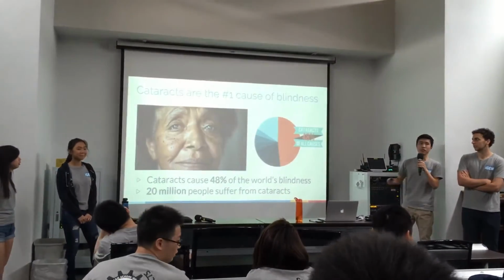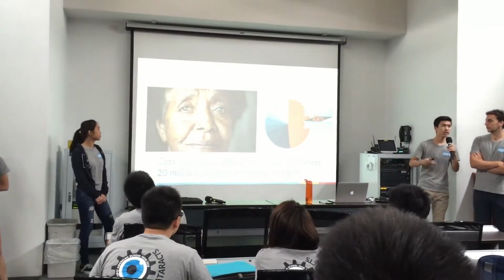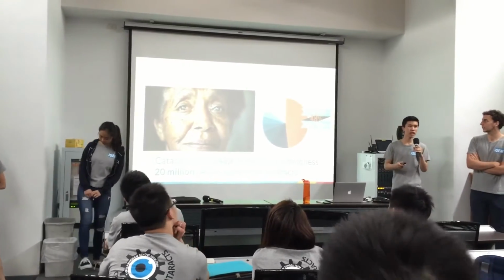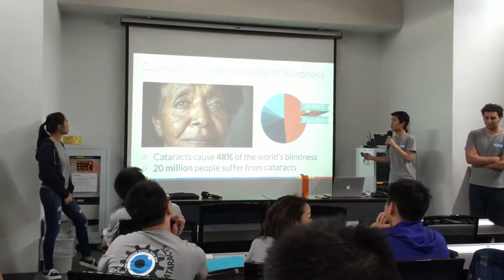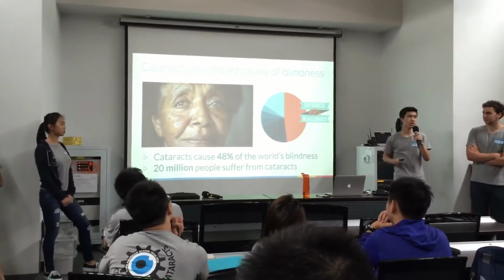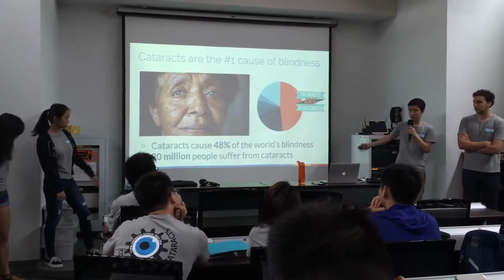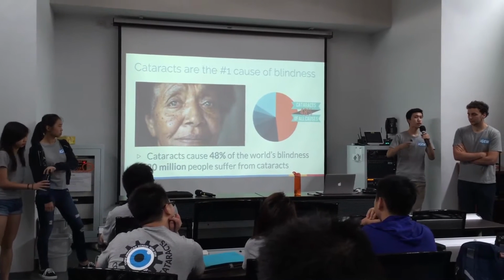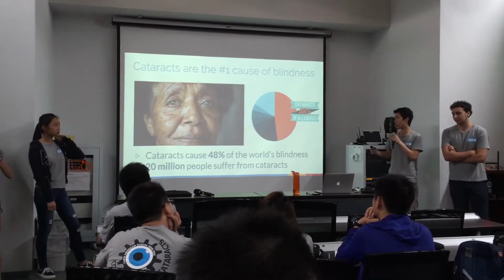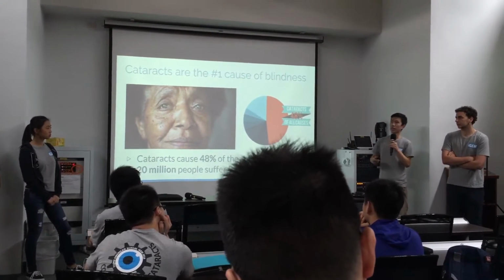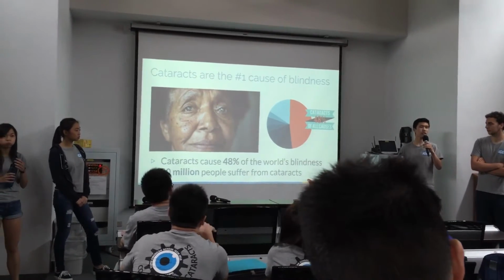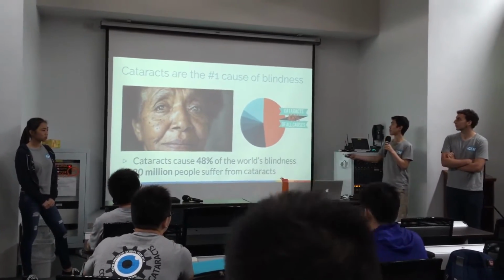So the issue that we're dealing with here is cataract. Cataract is a serious problem when we look at common diseases around the world. First, cataracts are the #1 cause of blindness. It constitutes about 48% of the world's blindness, and a little bit of math gives us over 20 million people who are suffering from cataracts. And so it's certainly a global issue that needs to be dealt with.